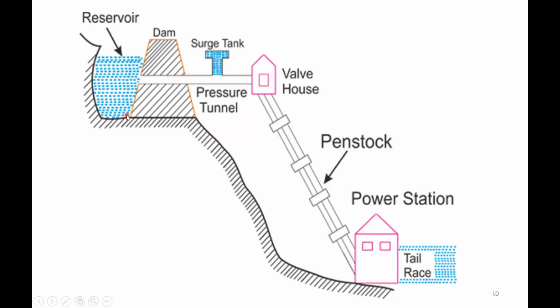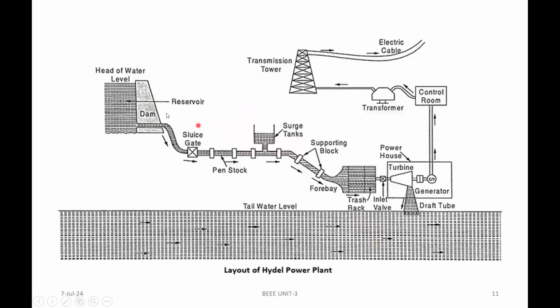In this particular one, the dam is located here in order to flow the water from the high range to the turbine. Inside the power station, the layout may be like this. Observe this one. We are having the head of the water now, and we constructed the dam here. The water is flowing through one pipeline here.